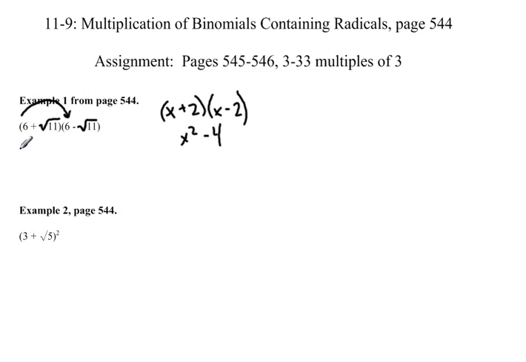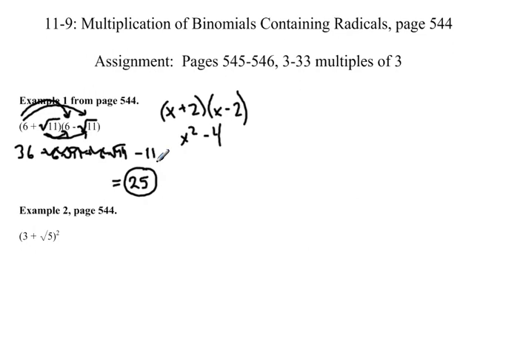What you've got is 6 times 6, which is 36. Then you'll do 6 times negative square root of 11. So that's negative 6 square root of 11. Now come back to your second term. That's plus 6 times square root of 11. And the square root of 11 times square root of 11 is the square root of 121, which is 11. And that'll be negative. So you see right away these cancel out. You're left with 36 minus 11. So you're going to get the numeric answer of 25. So use that difference of two squares knowledge to help speed that process up.